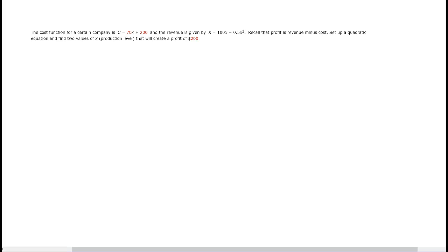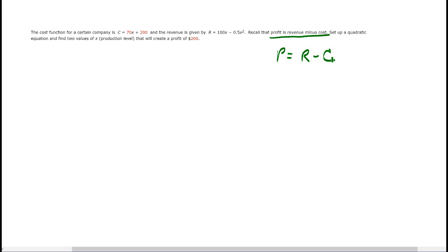So the cost function for a certain company is C equals 70x plus 200, and the revenue is given by R equals 100x minus 0.5x squared. Recall the profit is revenue minus cost. So that's an important thing to know. The profit function equals revenue minus cost.